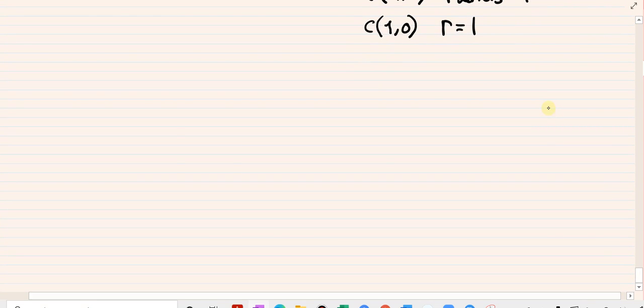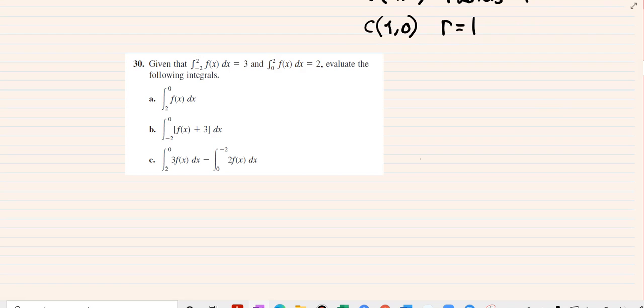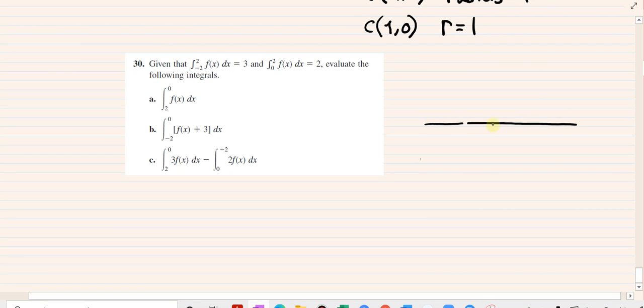Okay, so let me again bring some more and we'll do more. In number 30, we are given the definite integral of some function from -2 to 2 is 3, and we're given 0 to 2 of the same is 2, and we want to evaluate the remaining definite integrals. Now, for this one, let me just do a hypothetical drawing which will help us kind of see how we're going to play around with what's given.